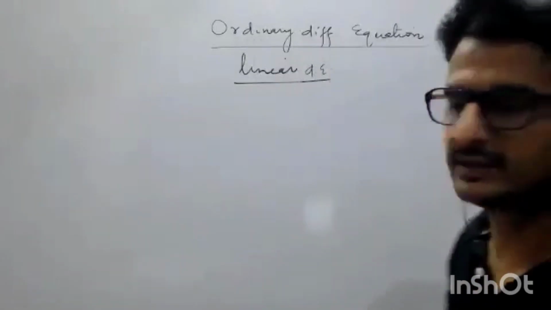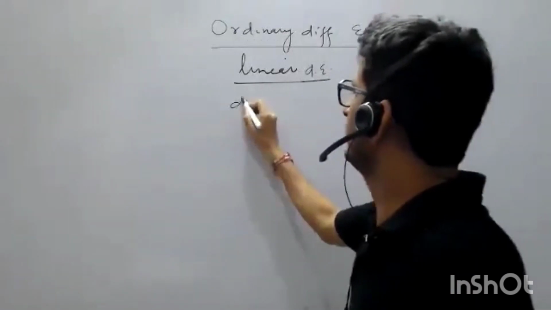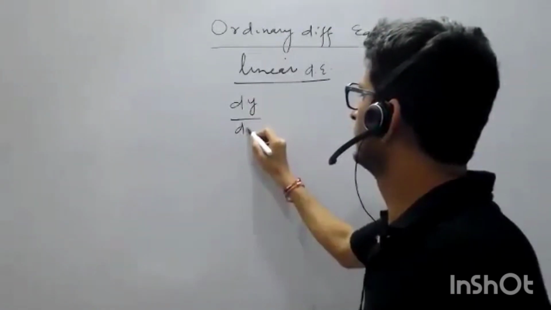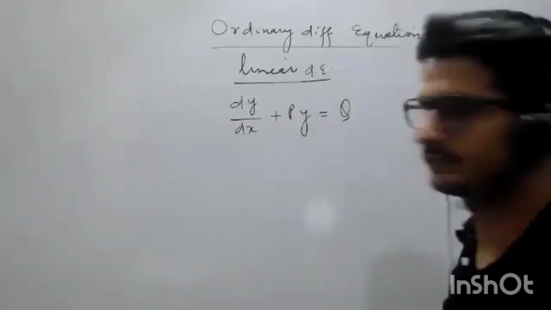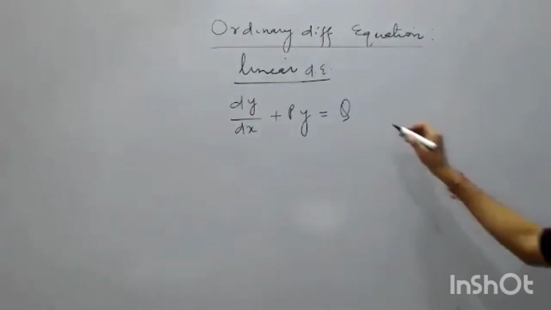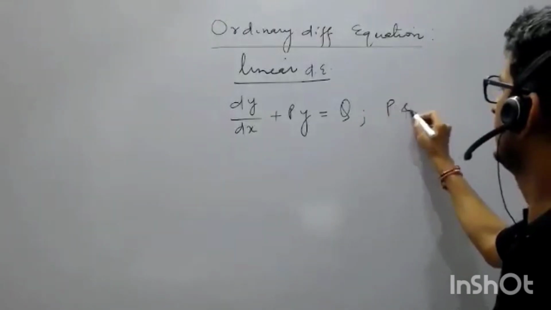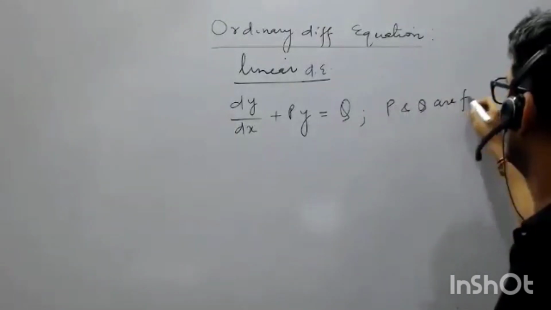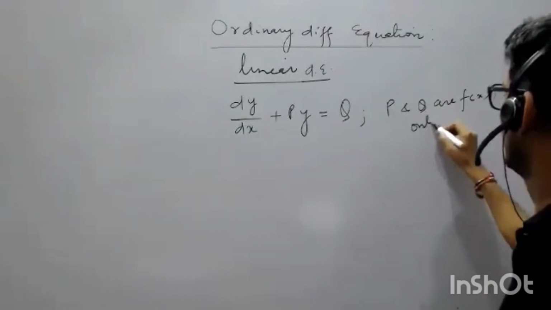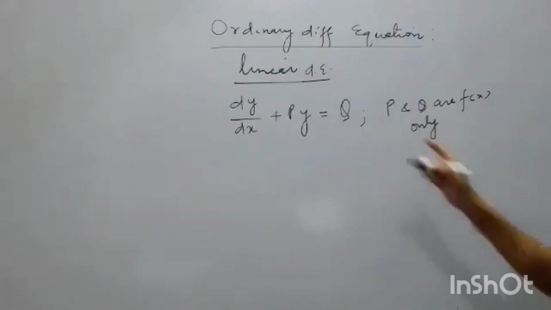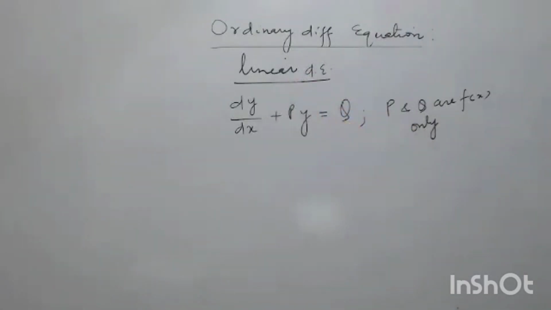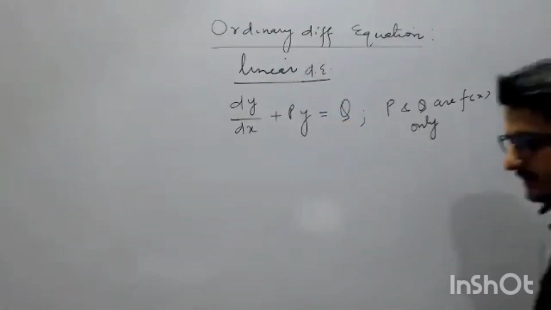What type of equation is this? It is like this: dy by dx plus py is equal to q. It is in this form, where p and q are functions of x only. If they become functions of y, the equation will become a non-linear differential equation. So I have written here linear differential equation, so p and q have to be only functions of x.